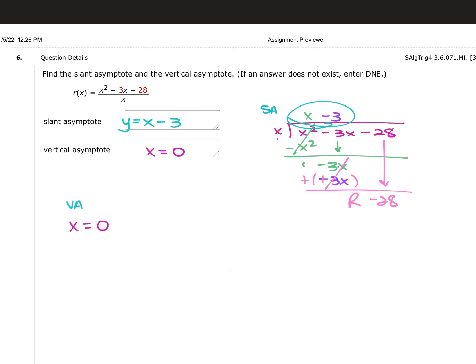If you were told to find your horizontal asymptote, remember with that, you would compare your numerator's degree with your denominator's degree. And then you would have 2 to 1. The 2 is greater than 1, so automatically if your numerator's degree is greater than the denominator's degree, it's none.